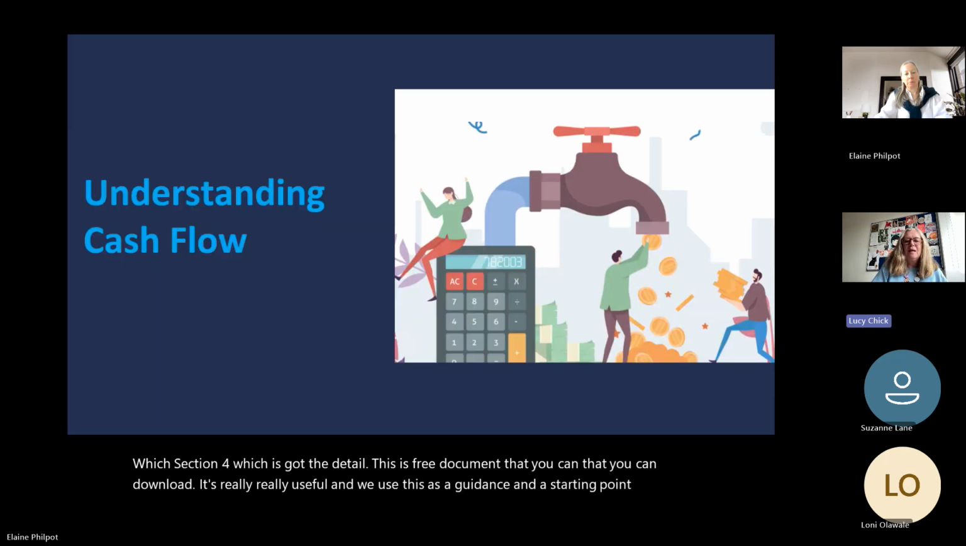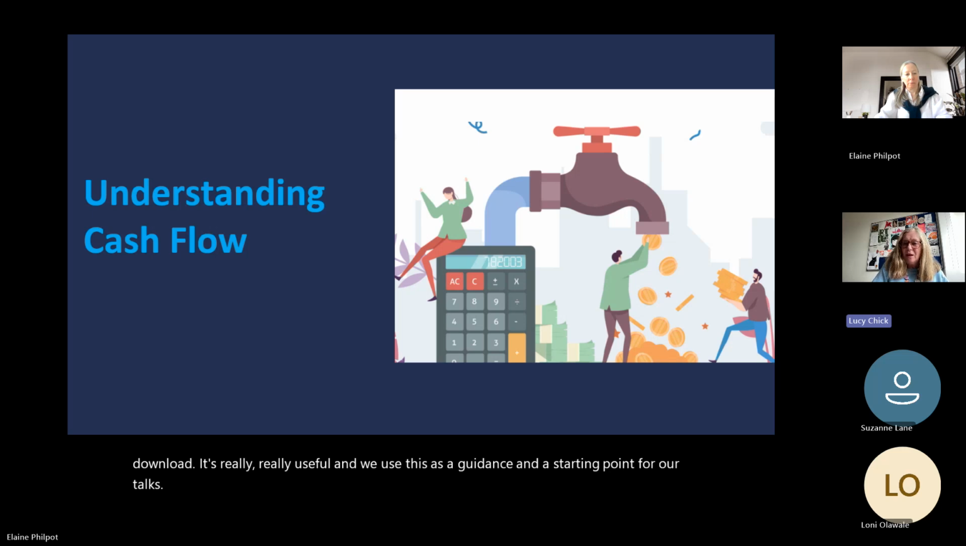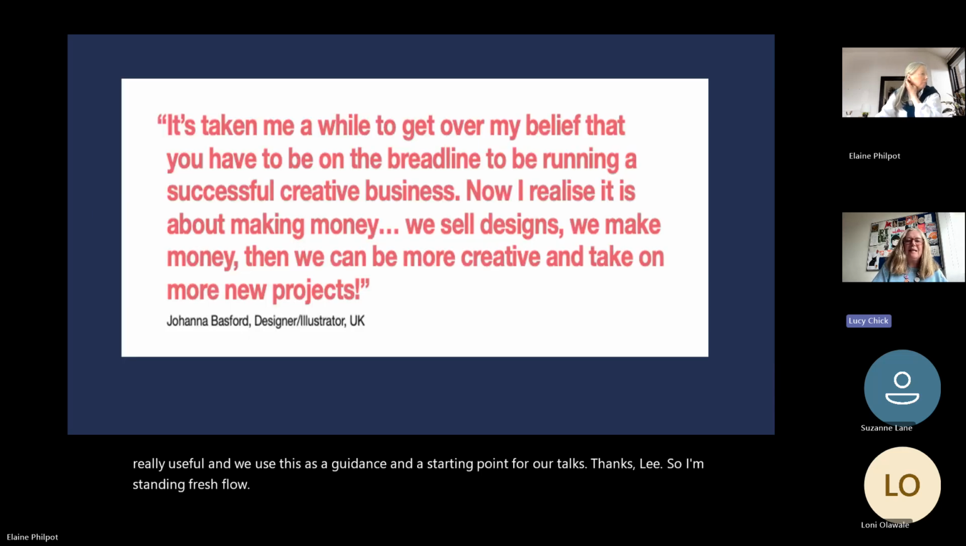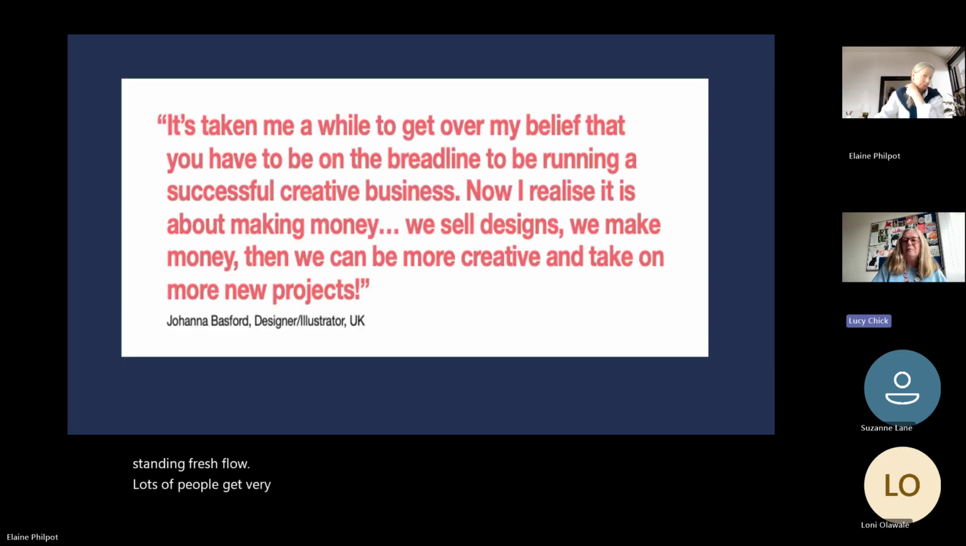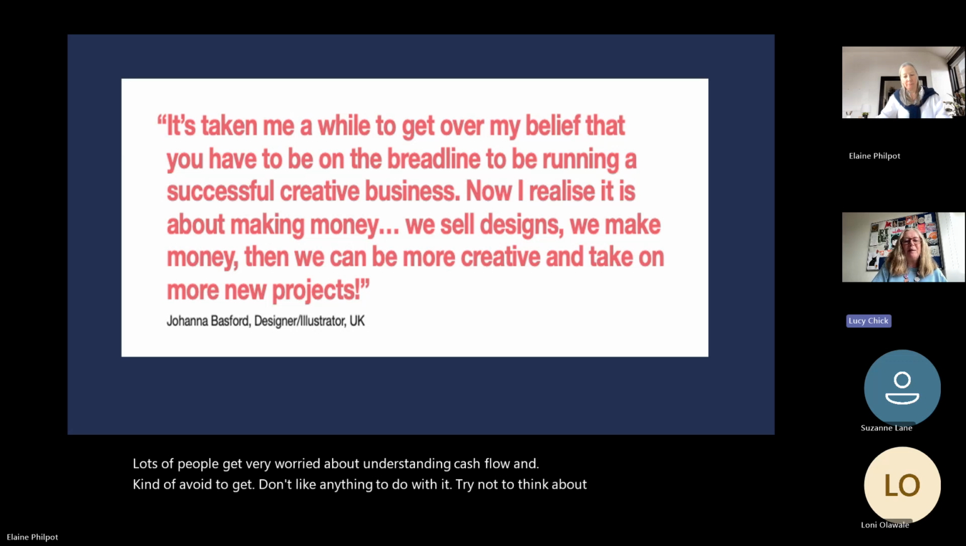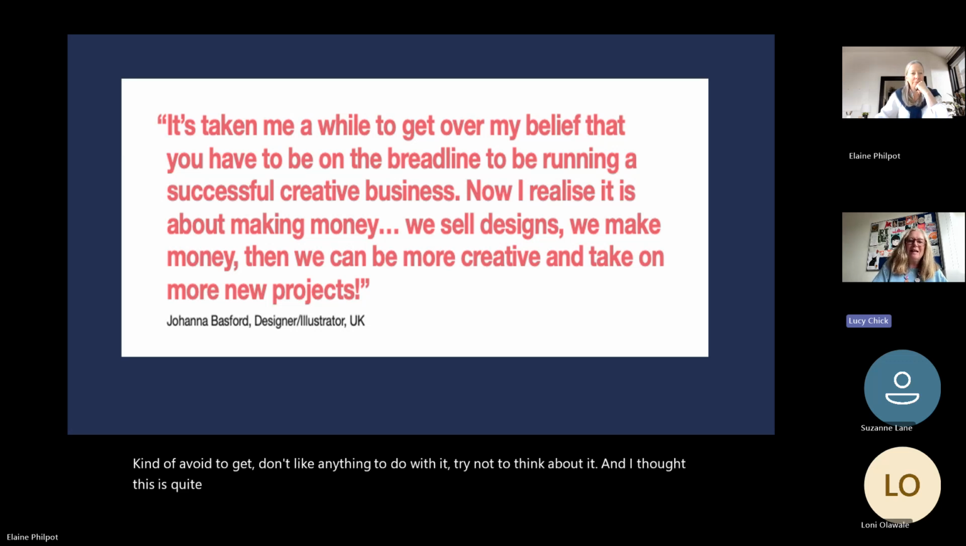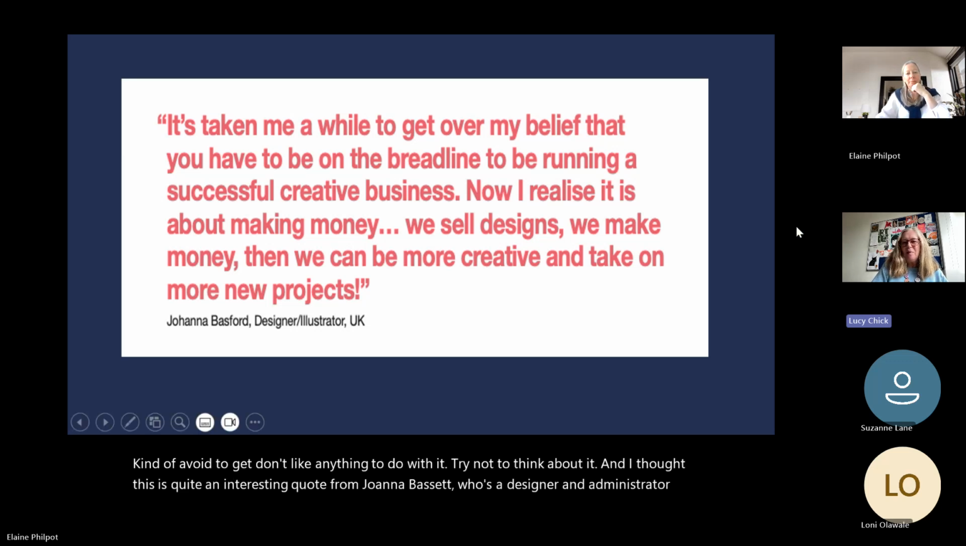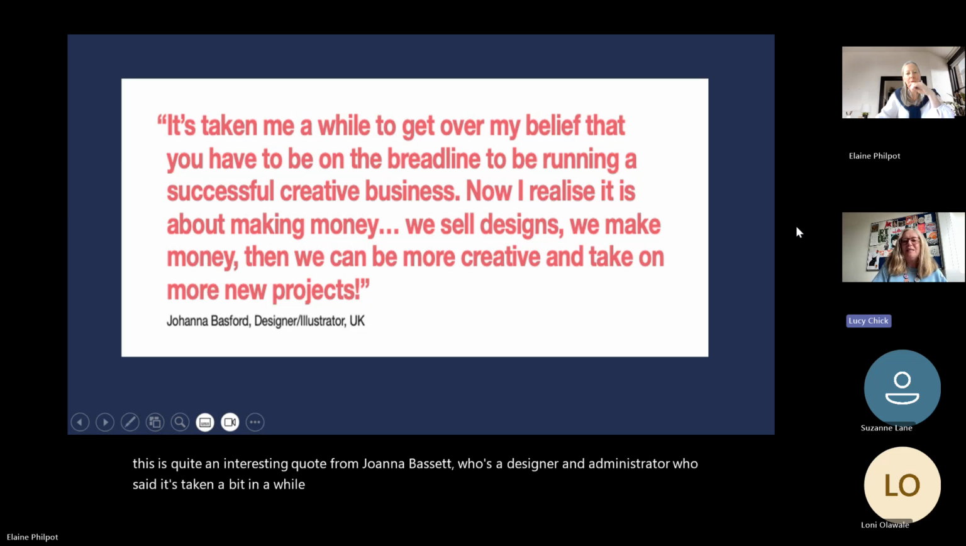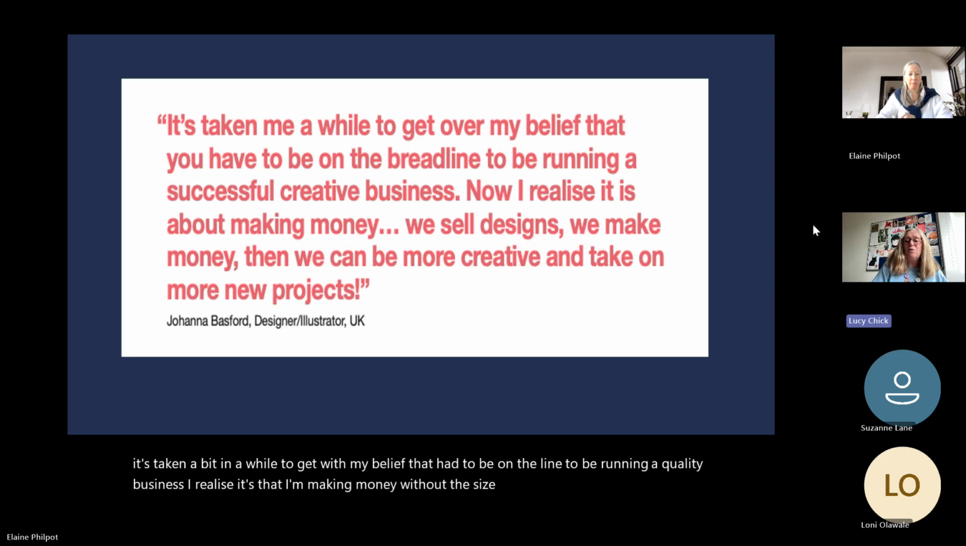So, understanding cash flow. Lots of people get very worried about understanding cash flow and avoid it, don't like anything to do with it, try not to think about it. I thought this was quite an interesting quote from Joanna Batsford, who's a designer and illustrator, who said, "It's taken me a while to get over my belief that I have to be on the breadline to be running a creative business. I realise it's about making money. We sell designs, we make money, then we can be more creative and take on more new projects."